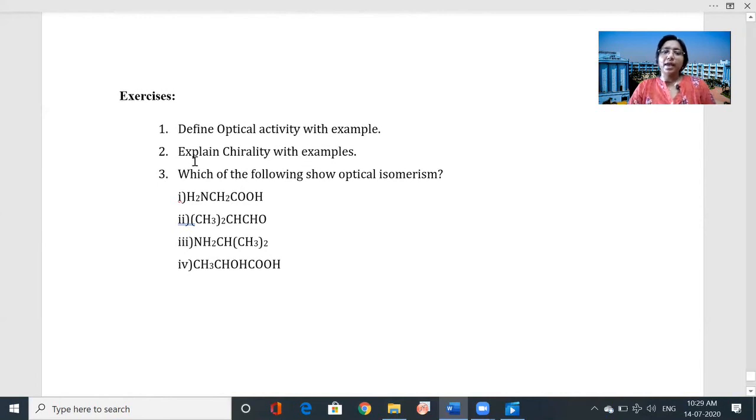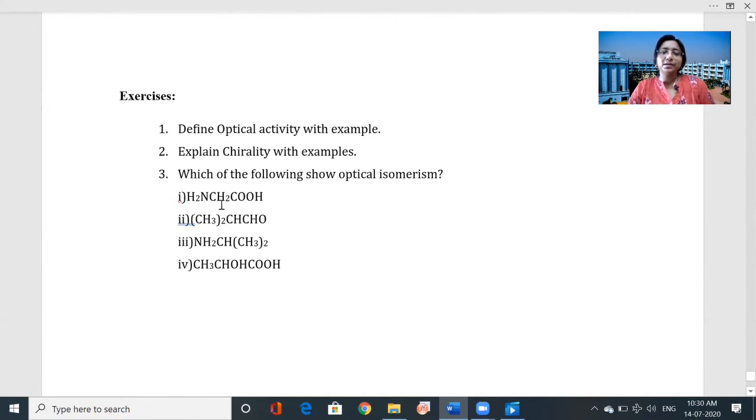Next is, explain chirality with an example. You can give the same example. You will say the carbon having 4 different groups, which is not superimposable with its mirror image, is called a chiral carbon, and this structure is called chirality. Next is, which of the following shows optical isomerism?